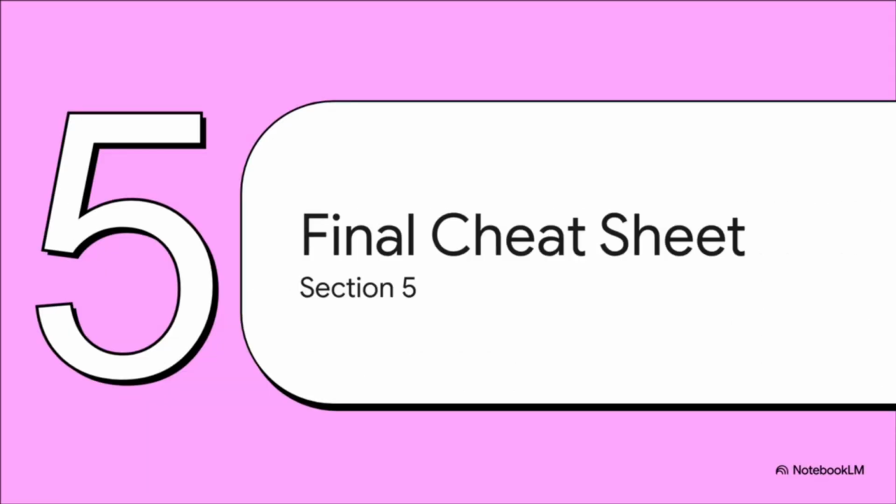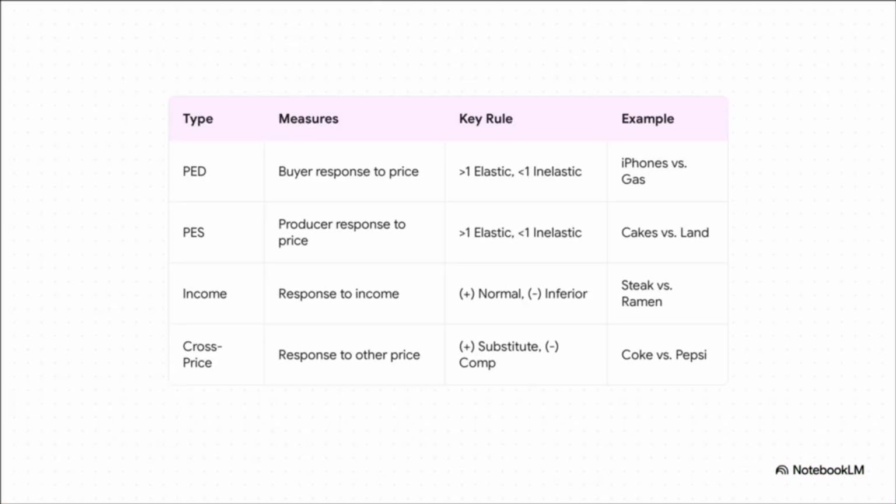All right, we have officially built our entire elasticity toolkit. So now, let's put it all together on one single page. This is your final cheat sheet. This slide right here, this is your best friend for the AP exam. Go ahead, take a screenshot. It has everything we just talked about. All 4 types, a quick reminder of what they measure, the key rule to remember, whether you're looking at the number or looking at the sign, and a classic example to make it stick. This is your whole review in one spot.